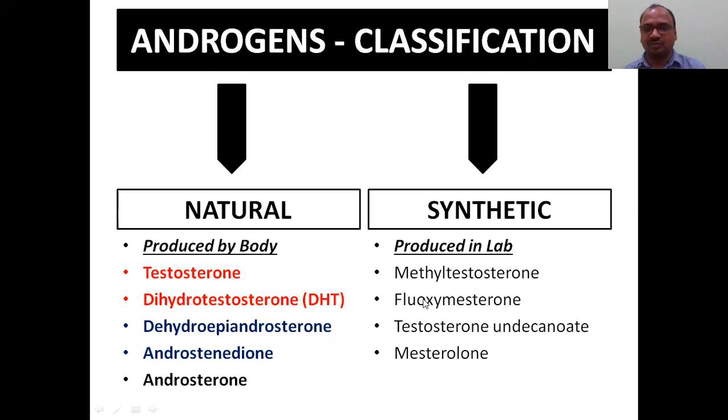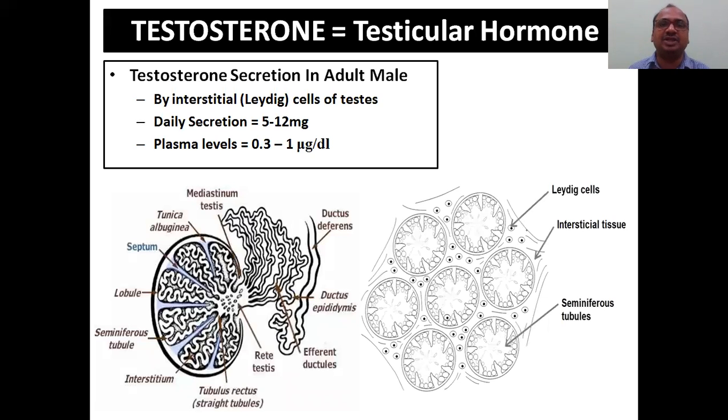Fluoxymesterone, testosterone undecanoate. Undeca means 11: un means 1, deca means 10, so undeca is 11. And mesterolone, like that you can remember. Okay, this you have to learn by heart, very important for competitive examinations.